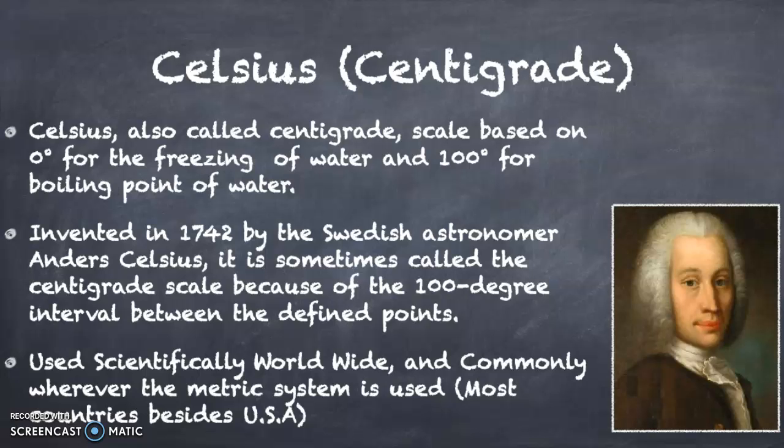Celsius is a scale based on 0 degrees for the freezing point of water and 100 degrees for the boiling point. It was invented in 1742 by astronomer Anders Celsius, and it is sometimes called centigrade because of the 100-degree interval between the defined points. Being a scale of 0 to 100 has made it used scientifically worldwide and more commonly used wherever the metric system is used, which happens to be most countries besides the United States.